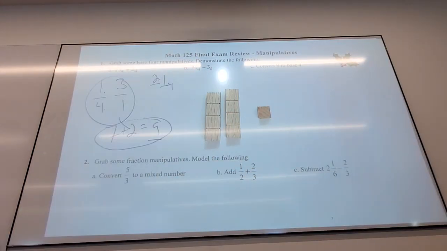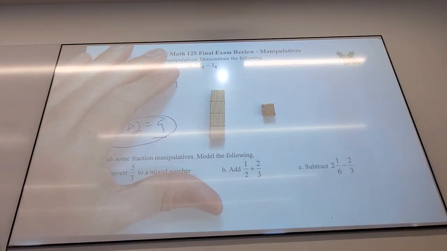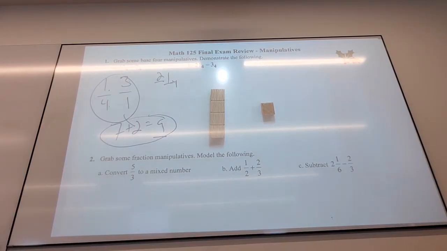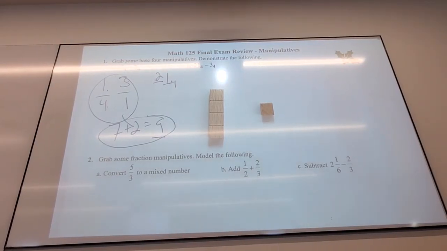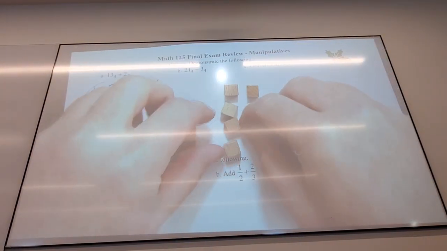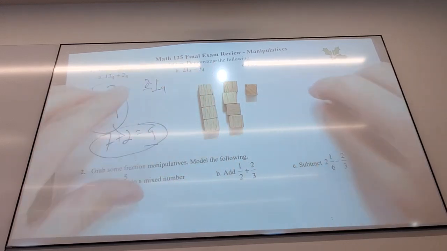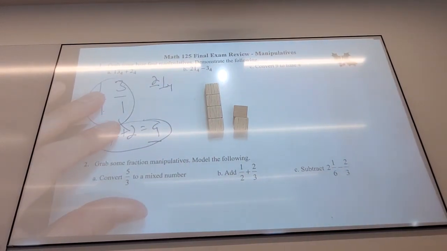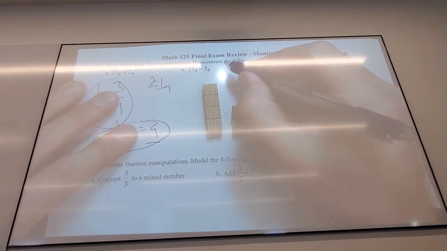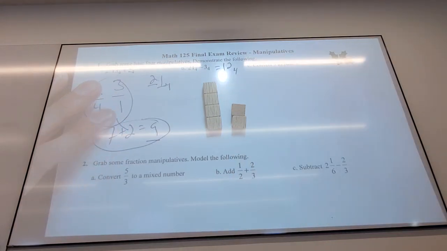And you see this idea with the chips? I don't have enough ones to take 3 of them away. I don't have enough units to take 3 of them away. So I change this. Now can I take 3 away? Yes. And my answer is 12 base 4.